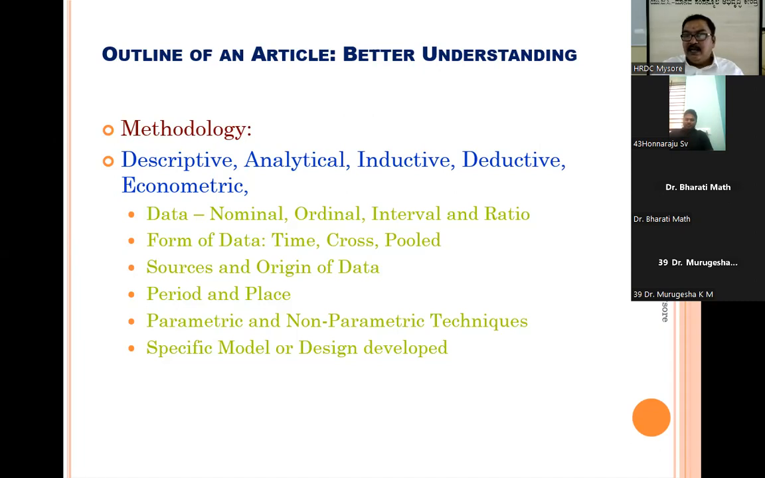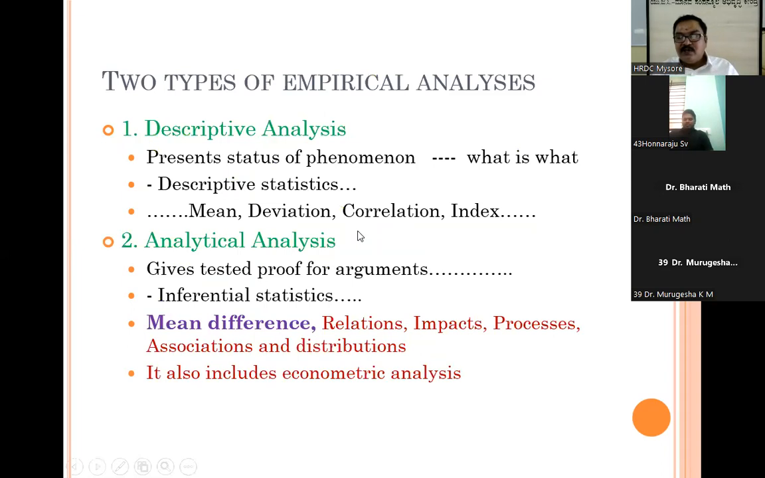And then what techniques you are using, whether they are parametric techniques or non-parametric techniques. If you are using parametric, what specific techniques you have to mention. And if you have developed any model, then you mention what that model is. It is just to show you.